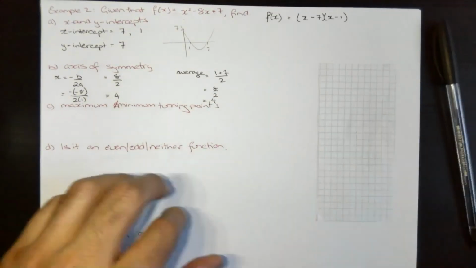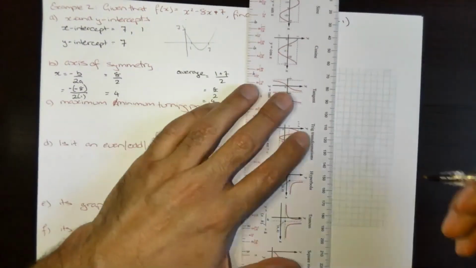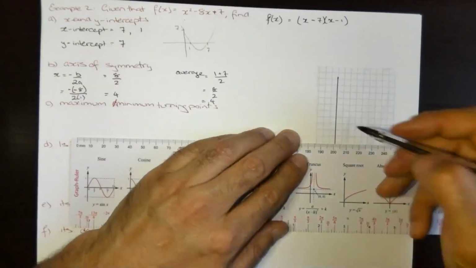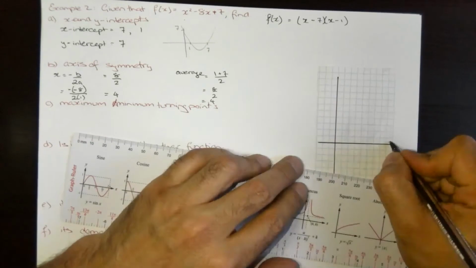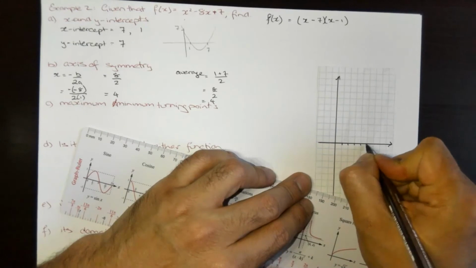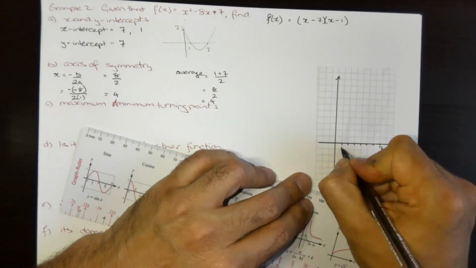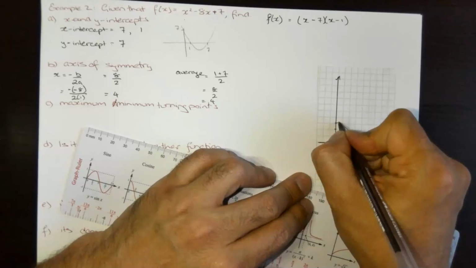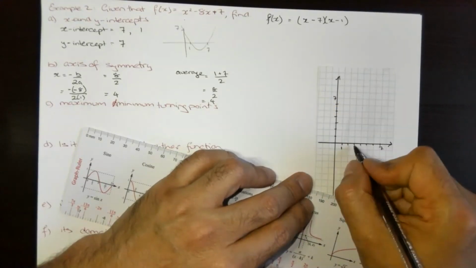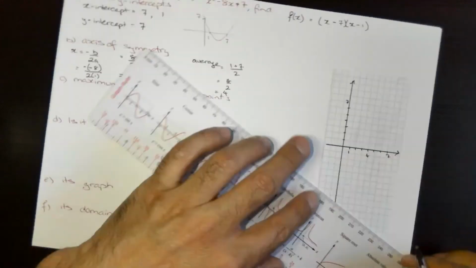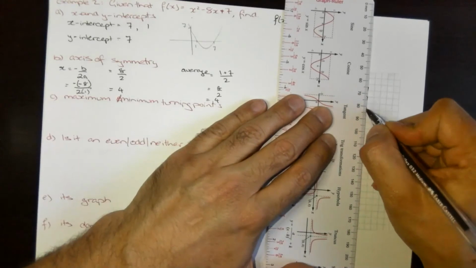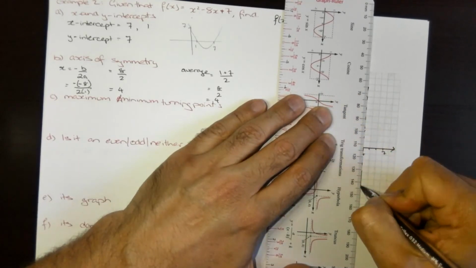So I'm going to try to sketch this. I'll do it on this side. I'm going to have to do 1, 2, 3, 4, 5, 6, 7, and 1, 2, 3, 4, 5, 6, 7. Okay, and we said 1, 2, 3, 4. So here's my axis of symmetry.